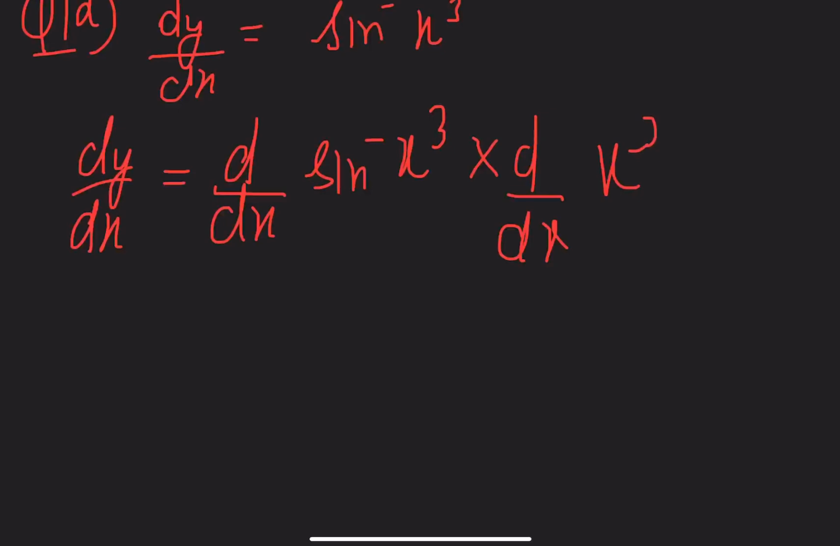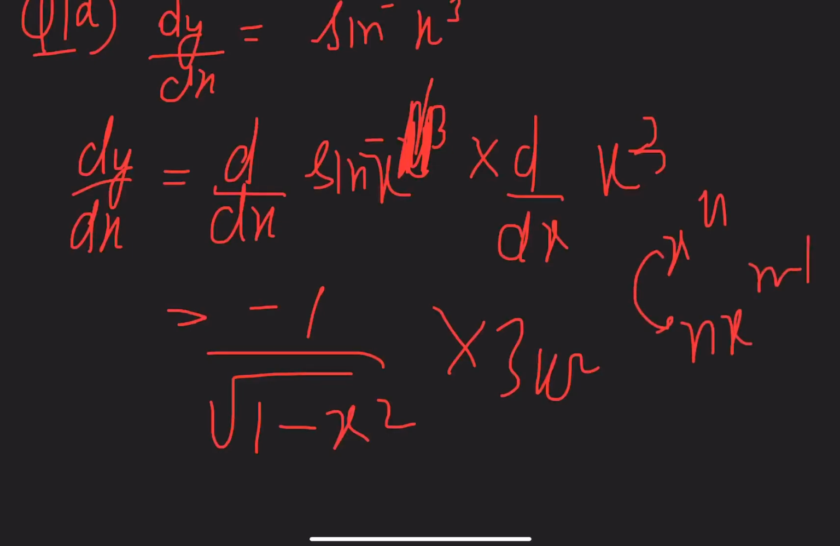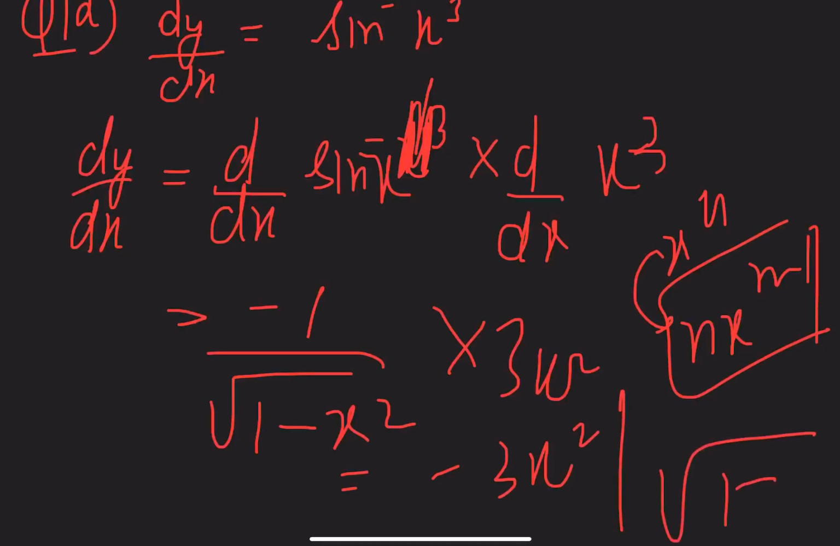Now, sine inverse x cube. What is the derivative of sine inverse x? Sorry, this is sine inverse x we have to differentiate. The derivative of sine inverse x is equal to minus 1 upon under root 1 minus x square. Again, this is a formula, it's done in the previous video. Derivative of x cube is 3x square, because x cube can be written as x to the power n, and derivative of x to the power n is nx to the power n minus 1. From that you get 3x square. This is the power formula, and just write the 3x square here, you will get the final answer. Minus 3x square upon under root 1 minus x square is the derivative of this function.